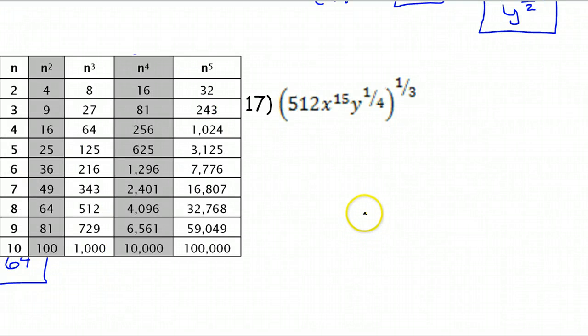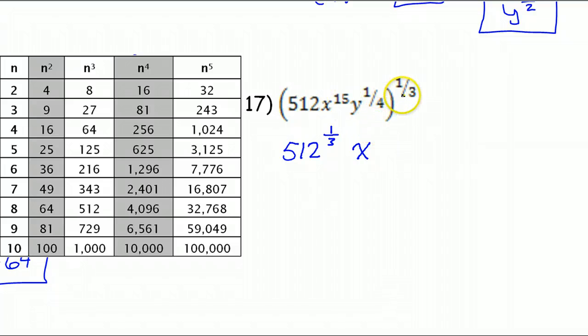Alright, number 17 really and truly is the last problem on this quiz, and thus this lesson. Okay, I need to do everything inside of here to the 1/3 power. Now if I were you, I would temporarily just write 512 to the 1/3 power, like that. Now with the variables, when you do a power raised to a power, you multiply. So this is going to be x to the.